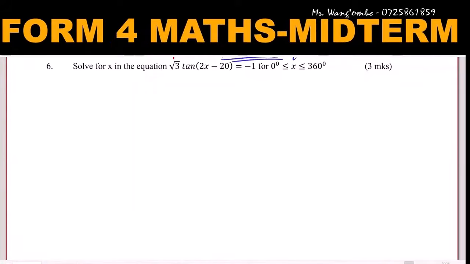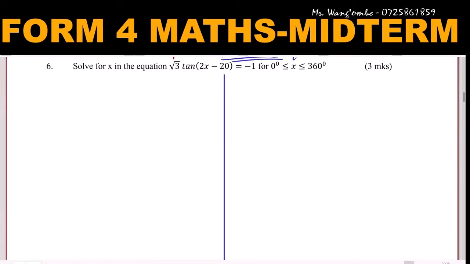Question 6. Solve for x in the equation √3 tan(2x − 20) = −1 for the range x greater than or equal to 0 and less than or equal to 360. To solve this question, remember we're solving for x, so we need to eliminate everything from the left hand side and remain with x. In simple terms, we need to make x the subject in order to get the value of x.